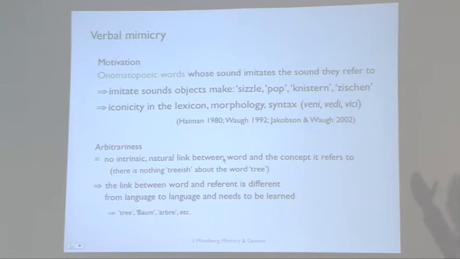And there is work on this. I find this really interesting. Iconicity everywhere, in the lexicon, in morphology, in syntax, and so forth. And this goes against arbitrariness and Saussure's claim that there is no intrinsic, no natural link between a word and a concept, so there's nothing tree-ish about the word tree, right?